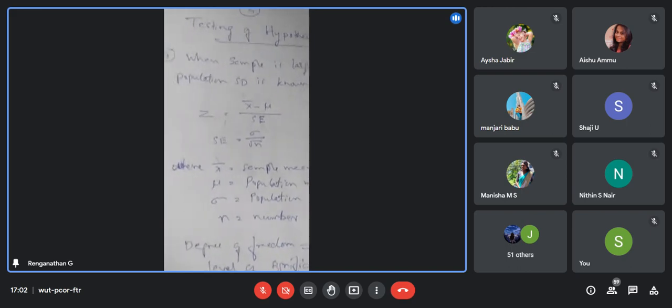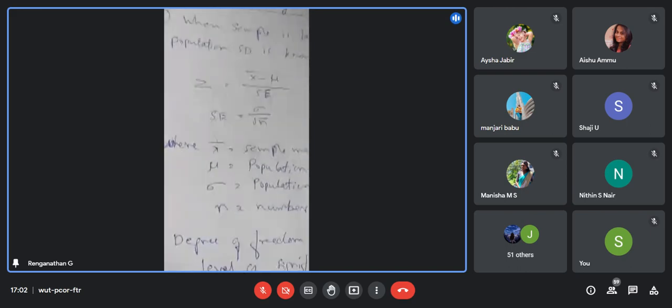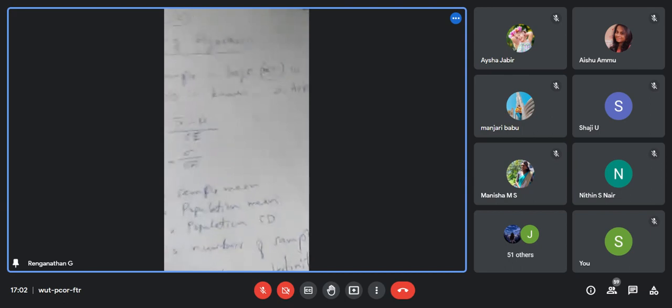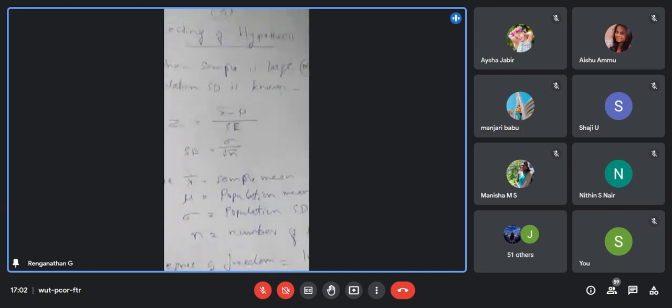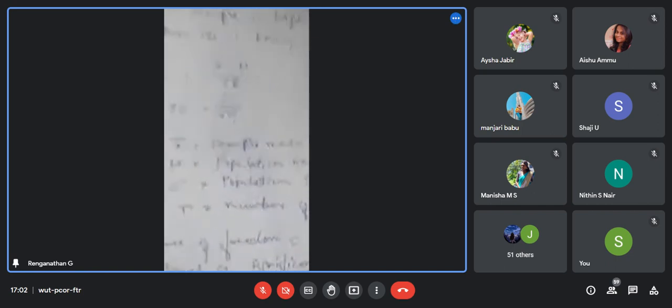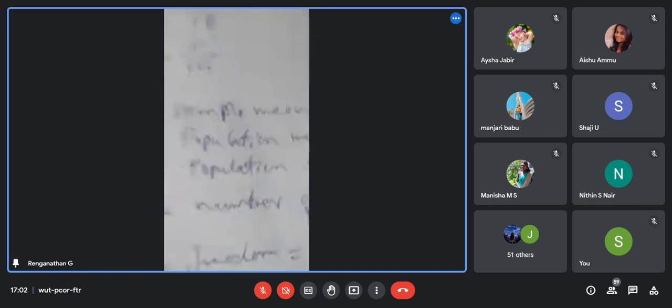I think all of you wrote down the details regarding this formula. Okay, and if you have no doubt regarding this, then just write down a question now. Okay, write down a question.